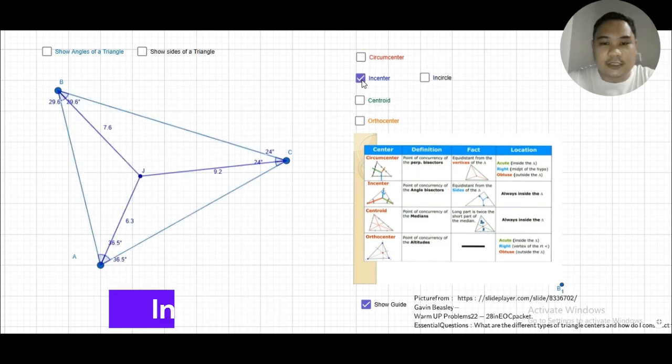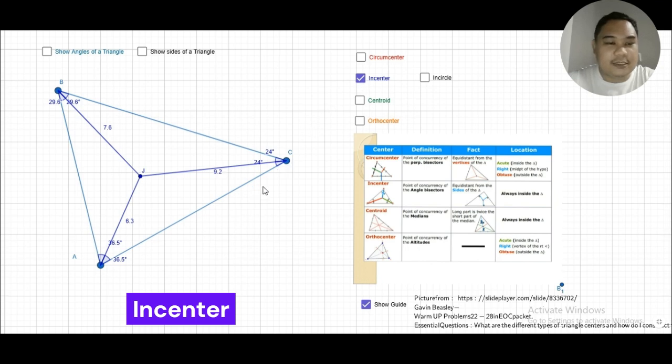How about the incenter? For the incenter, we have the point of concurrency of the angle bisectors. So we divide the angles of the triangle into two equal parts, and we draw a line out of each, and then their intersection is known as the incenter.